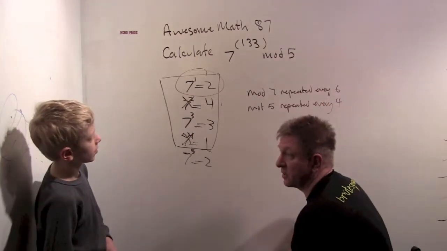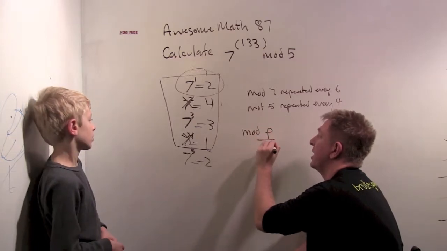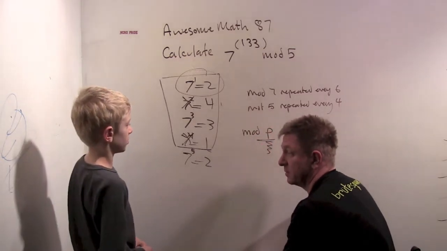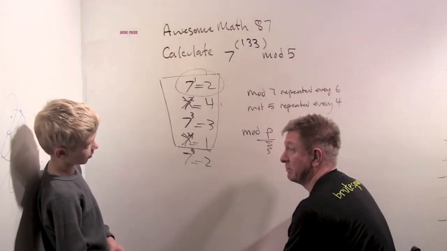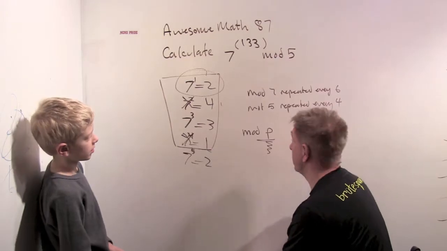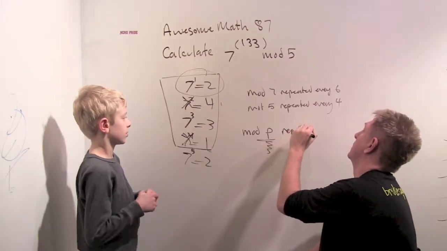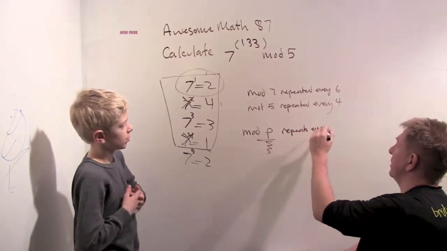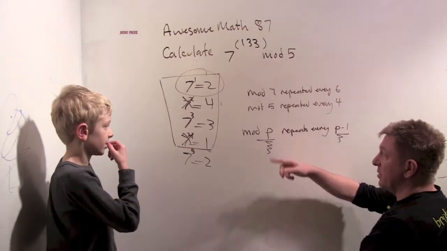And so here's an interesting thing. In mod a prime p, like 5 or 7 or 11, or what's a big prime? 101. Ooh, 101, yeah, that's a good one. It repeats every p minus 1. So for a prime, it repeats every p minus 1.